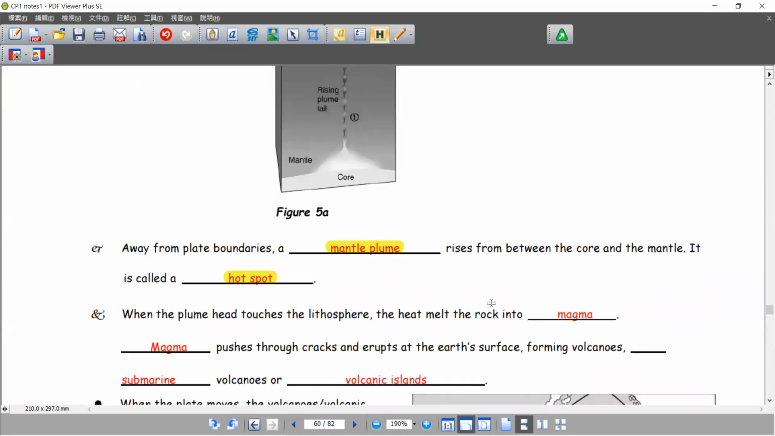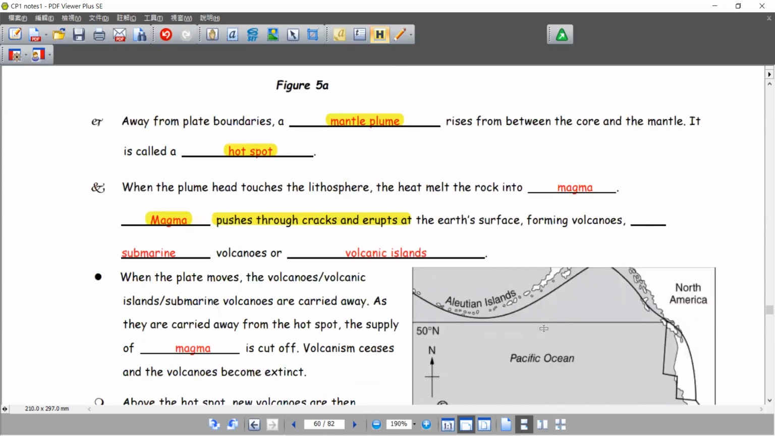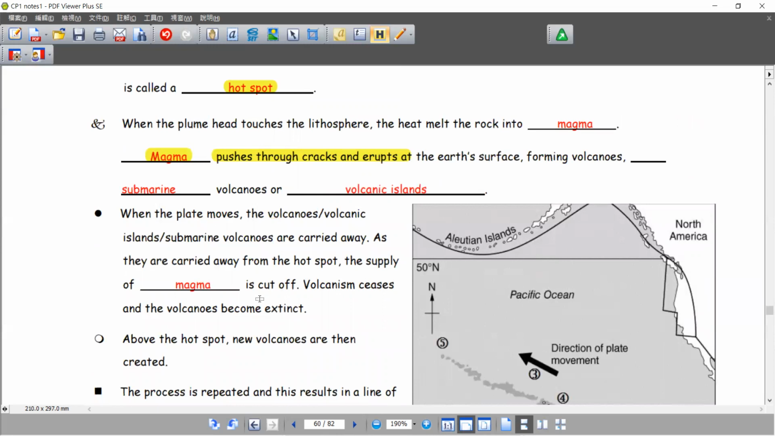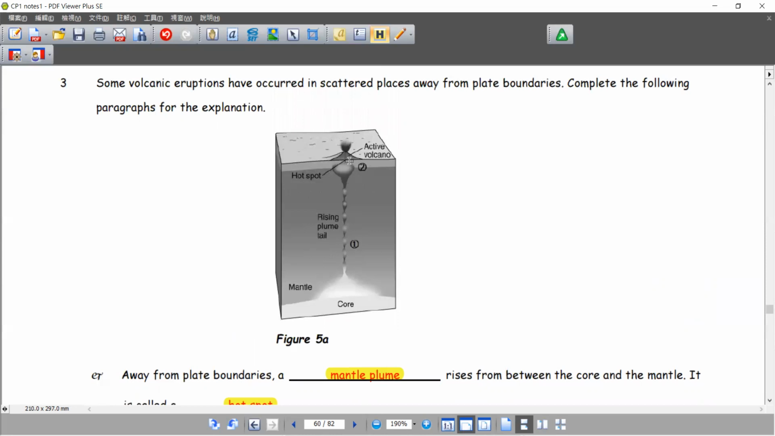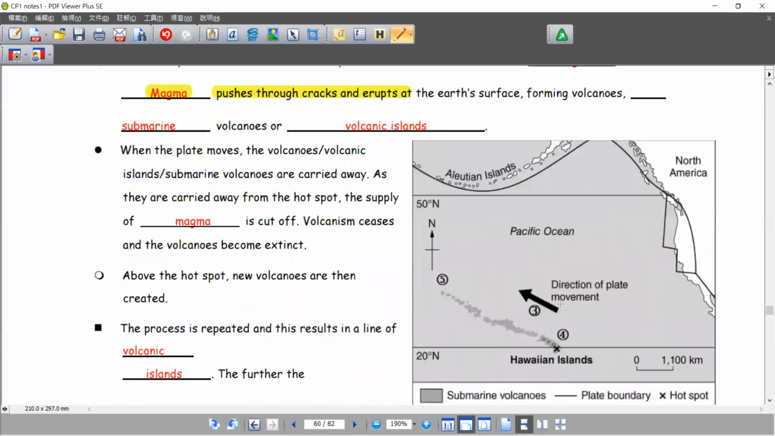Okay, then the mantle plume touches the lithosphere, as I've mentioned before. Magma pushes into the cracks and erupts at the Earth's surface. Submarine volcanoes or volcanic islands will occur. Then time after time the magma is cut off, because originally it's just like this, but since the plate is moving, just like a sewing machine, as I have mentioned in the lesson, the mantle plume may start to affect here, then here, time after time, and it will form a series of volcanoes like this.